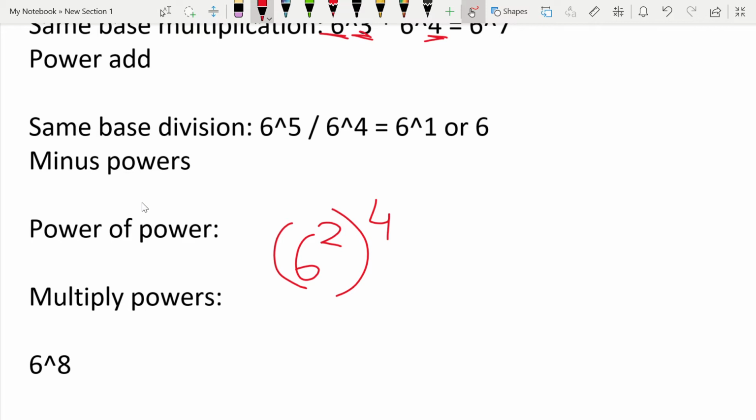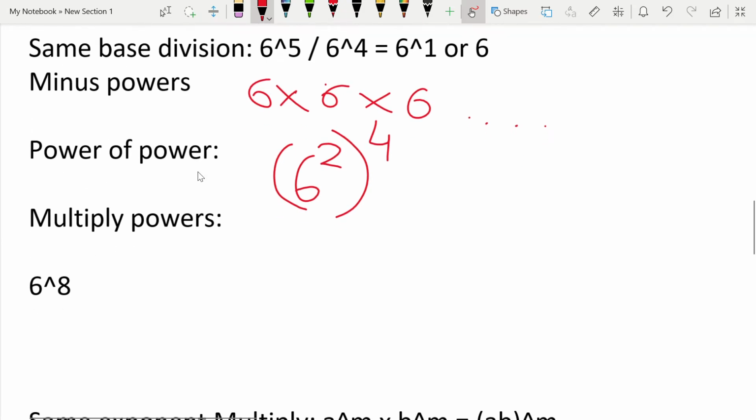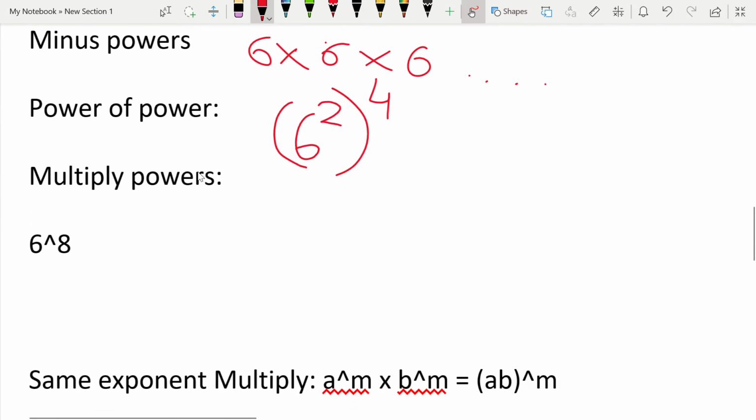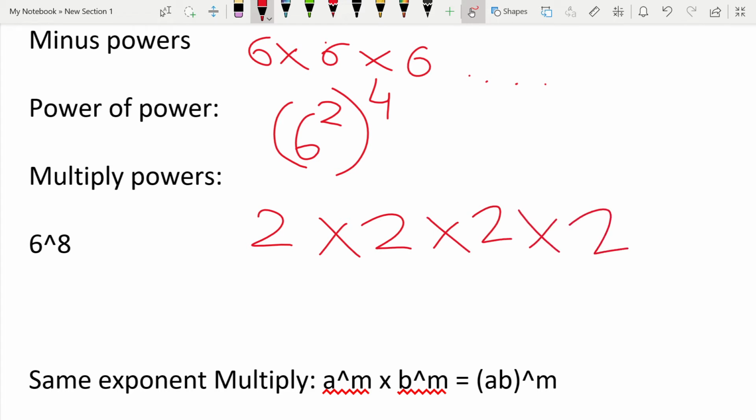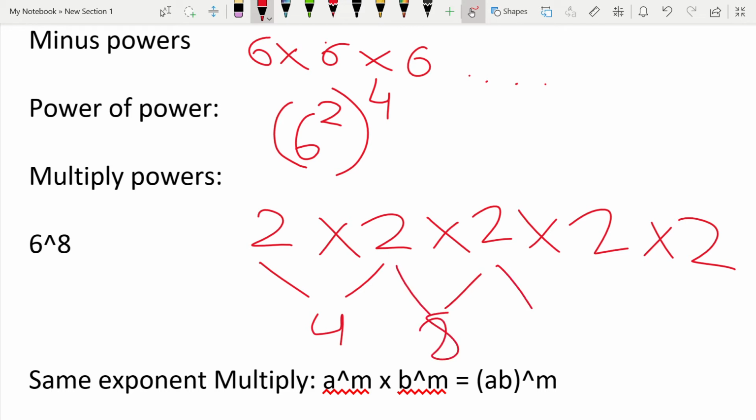Now what does 6 to the power of 5 mean? 6 to the power of 5 means 6 times 6 times 6 and so on. It's 6 multiplied 5 times. Okay? So that's what 6 to the power of 5 is. Now 2 to the power of 5 will be 2 times 2 times 2 times 2 times 2. So you have 4, you have 8, you have 16, and then you have 32. So 2 to the power of 5 will be 32.